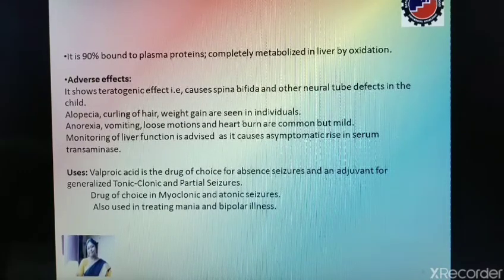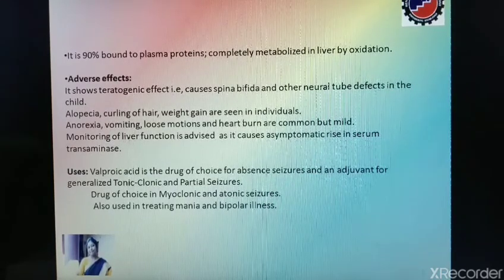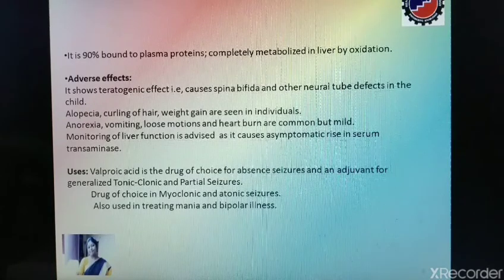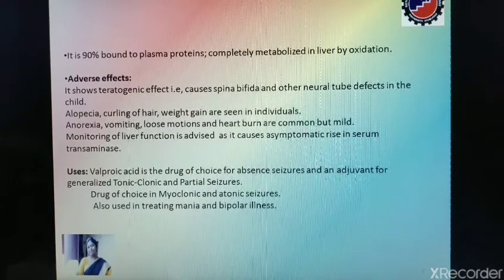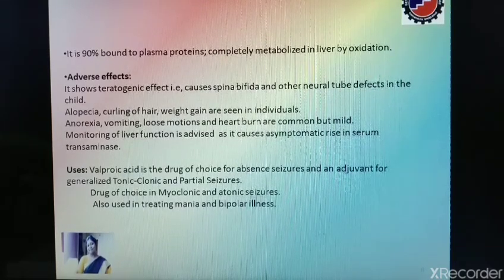Valproic acid is 90% bound to plasma proteins and is completely metabolized in the liver by oxidation reaction and further by glucuronide conjugation and then excreted in urine. The plasma half-life is 10 to 15 hours, but the anticonvulsant effects are longer lasting.